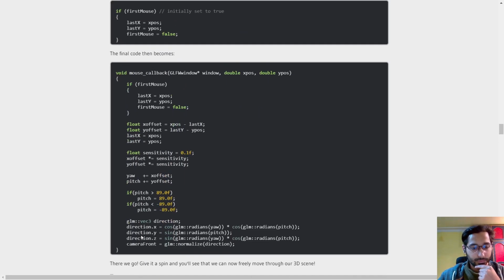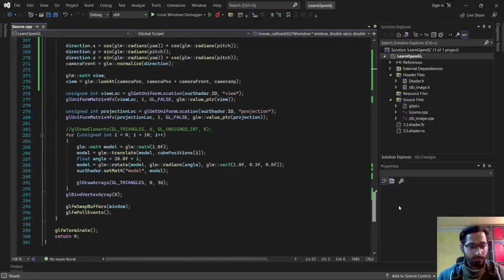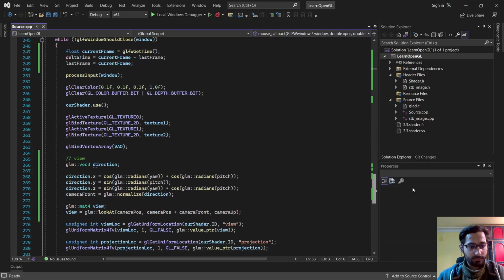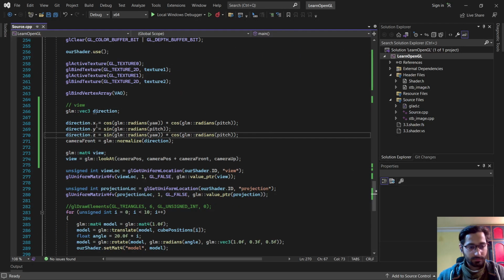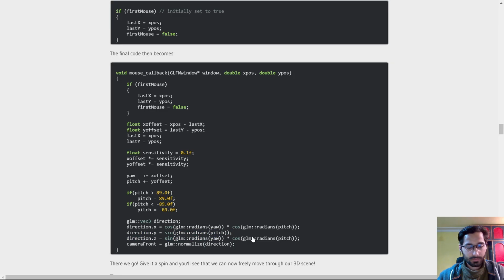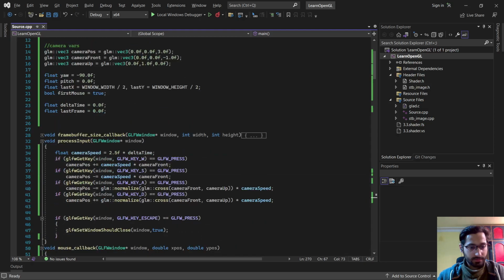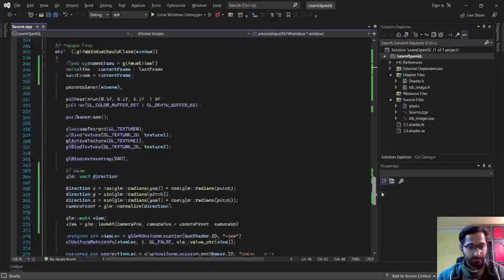Okay, wait a second. It's just doing all of this inside the mouse callback. I don't have to do it within the render loop. That is calculating the direction vector here. The process input is adding to the camera position. Which that should matter. Cool.